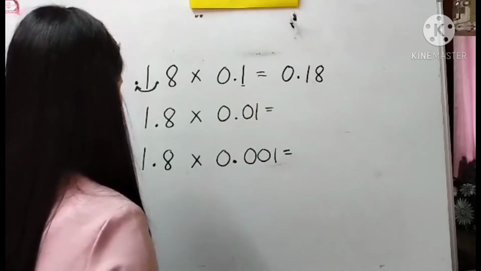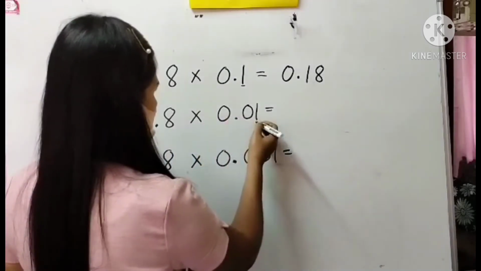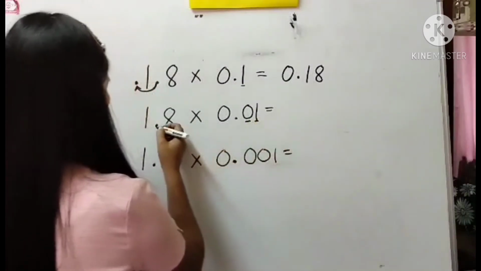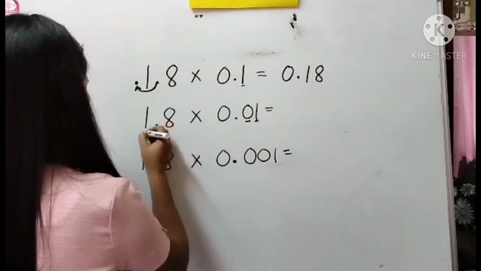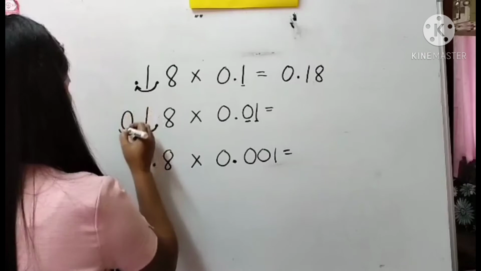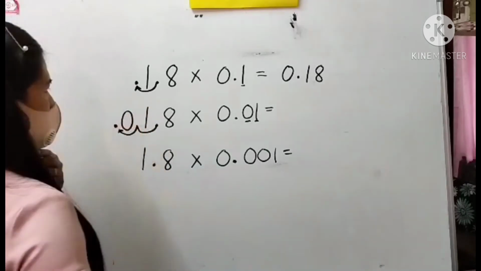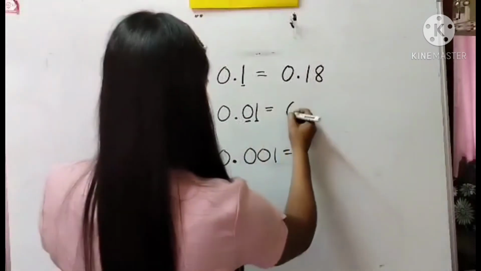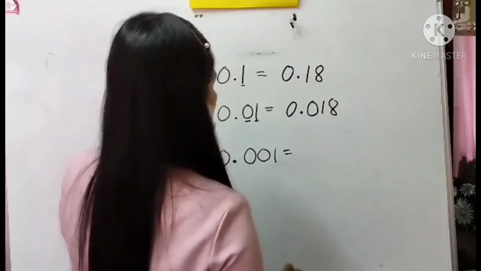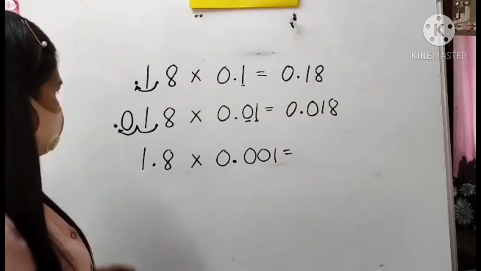Okay, next. 1 and 8 tenths times 100. So we have here 1, 2. So you will be moving to the left 2 times. So 0 as the placeholder. So your decimal point will be here. That will give you 18 thousandths.